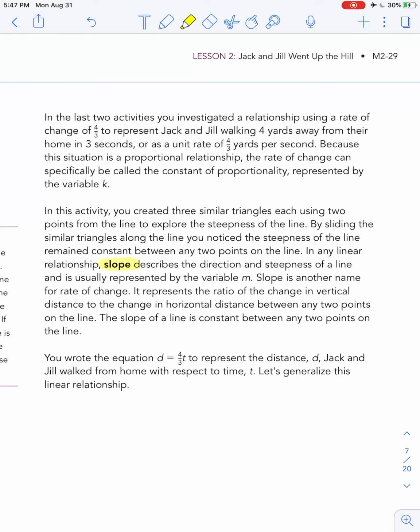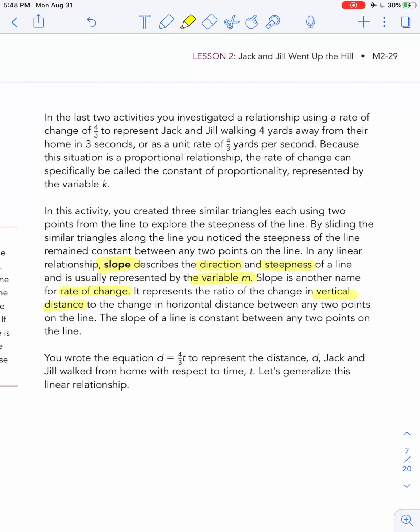Slope. This is an important word. Super important. This deals with direction and steepness of a line. And it's usually represented by the letter M. Another name for this is rate of change, just like we've been doing.